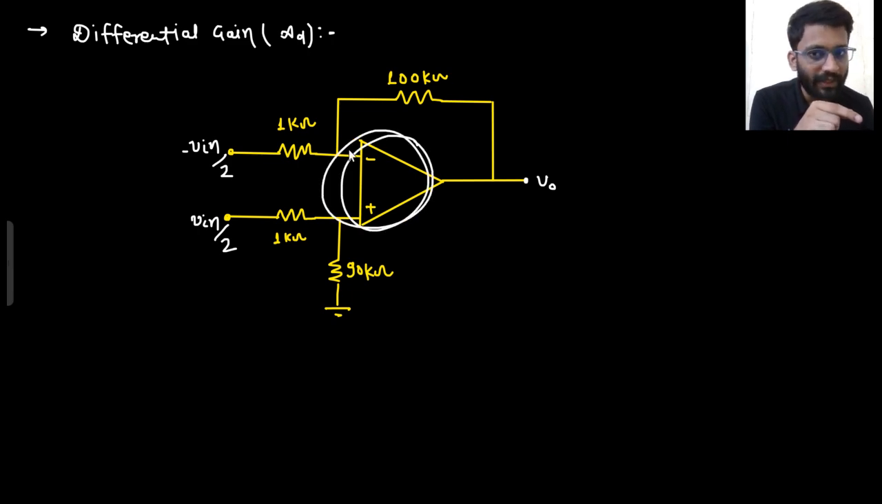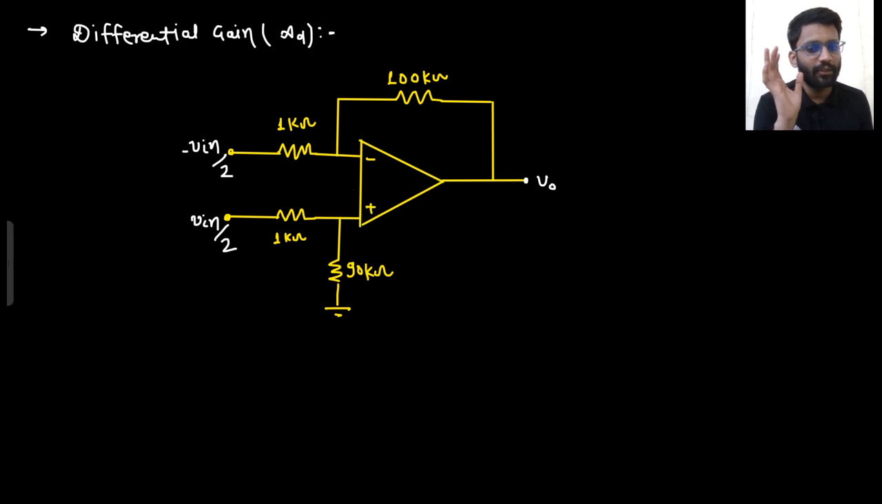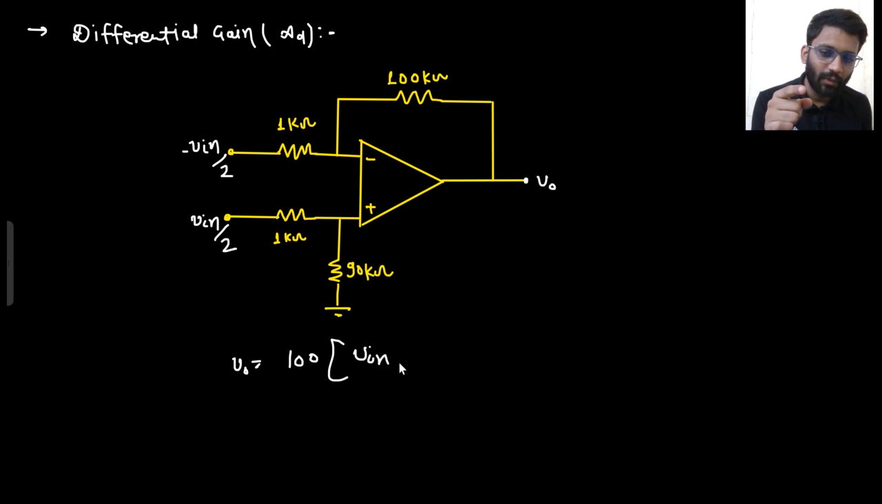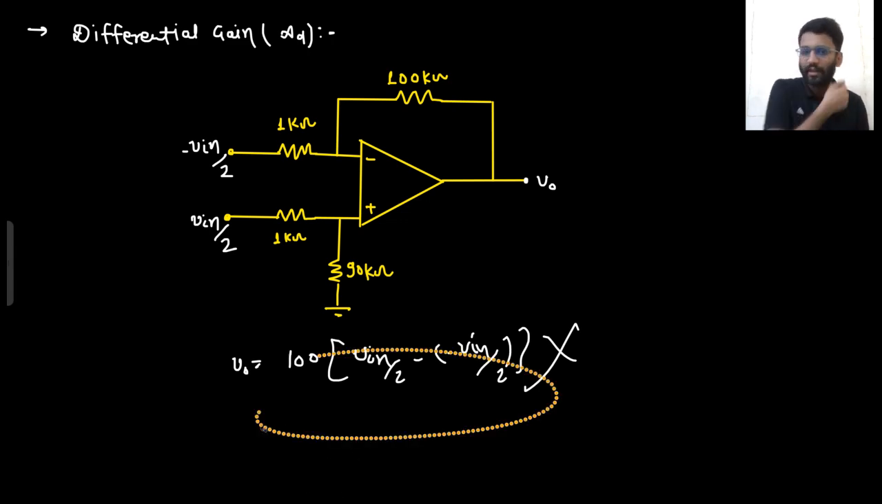Here, this OpAmp is ideal. This is having CMRR equal to infinity. But these resistances are not equal now. So even if you apply common mode VCM here, you are going to get some output. So that is the issue now. Can you apply V0 equal to RF by R, 100 by 1K, into Vin by 2 minus minus Vin by 2? Can you apply this? No, this is wrong. You cannot apply it.